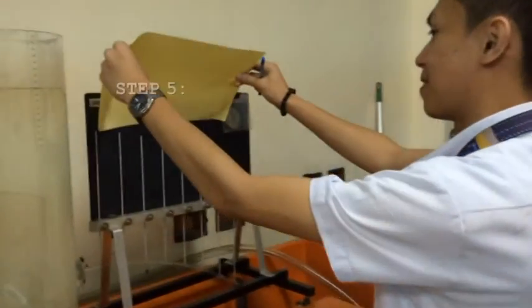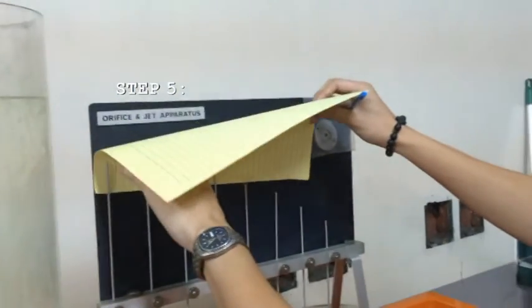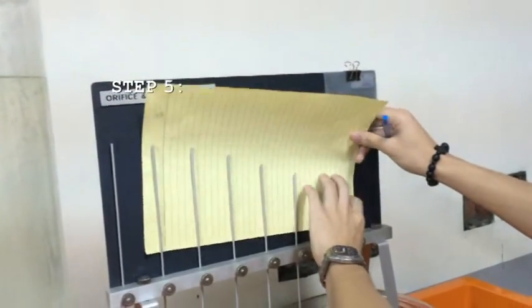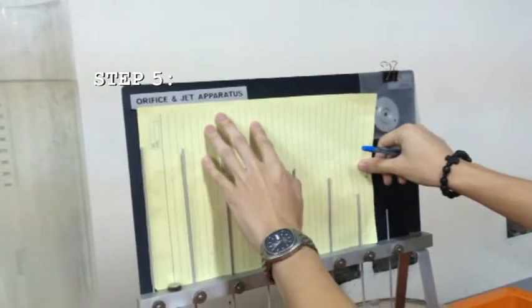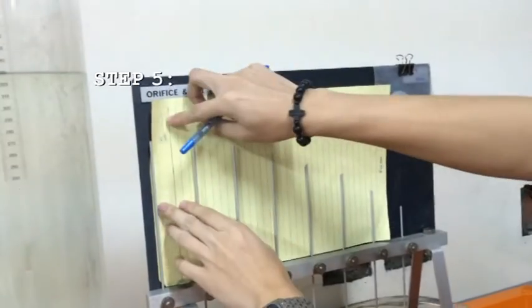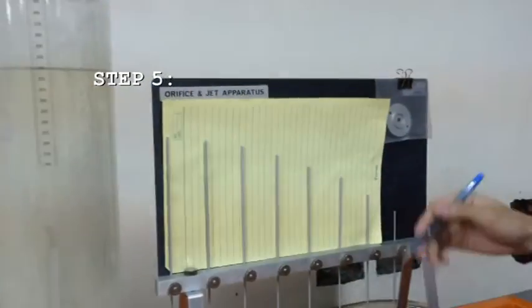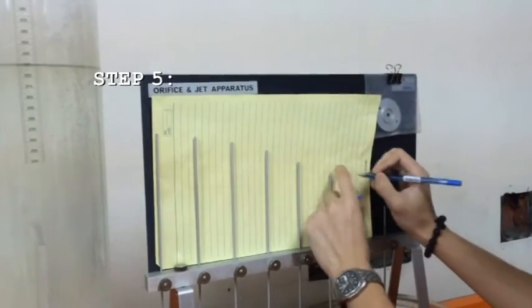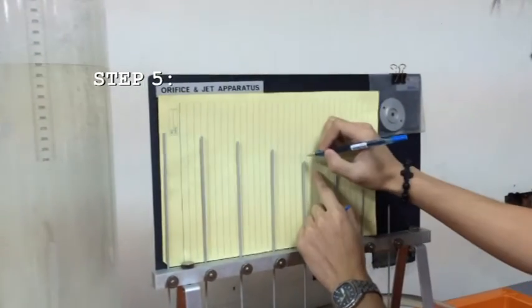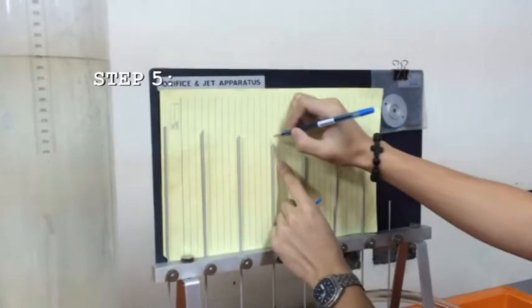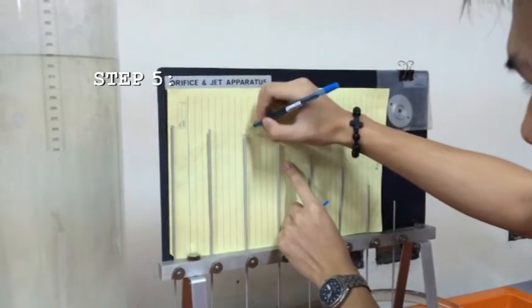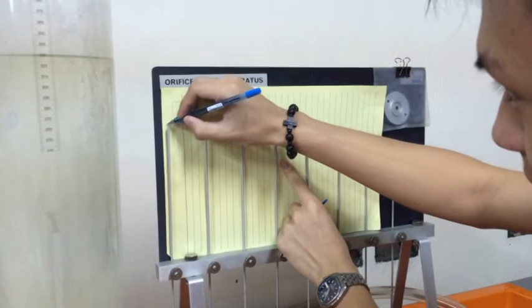Measure the horizontal distance from the orifice to the lowest needle, and the vertical distance from the orifice center line to the tip of the needle point. This step is very important because this is where you will get the data that will be used in the laboratory report. So be sure to be accurate in measuring.